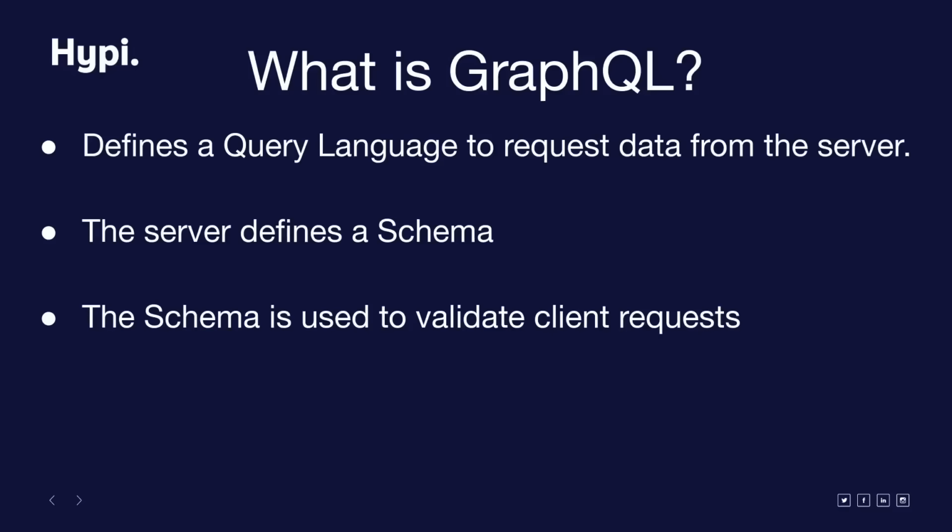The schema is also used to validate client requests. For example, if the schema declares a field to be an integer and the client populates the same field with a text value, then the validation fails and the GraphQL engine will throw an exception.